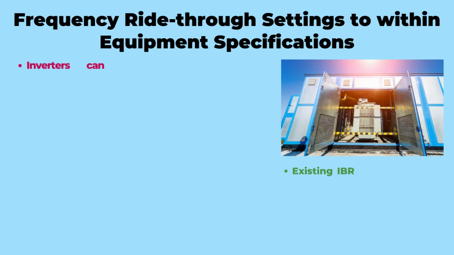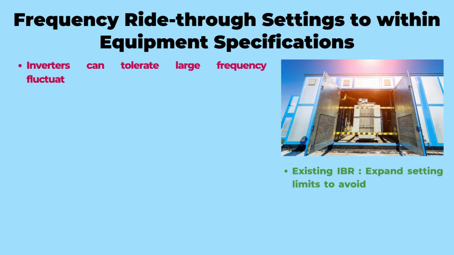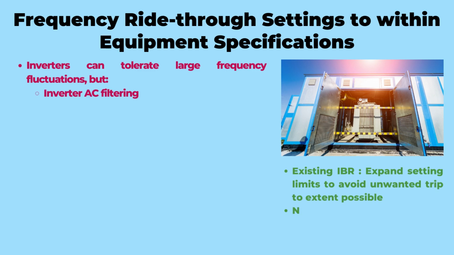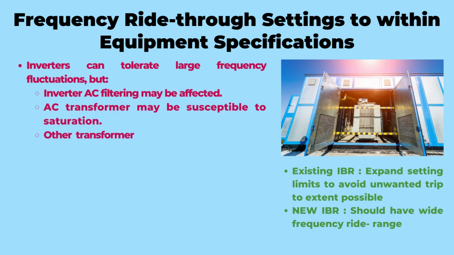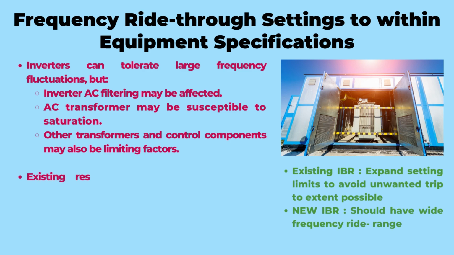While IBRs are generally more resilient to frequency variations, there are certain factors that need to be taken into account. One important consideration is the impact on the AC filtering within the inverter itself. Large frequency fluctuations can affect the performance and effectiveness of the AC filtering system, potentially leading to issues or inefficiencies. Additionally, AC transformers in IBR plants may be susceptible to saturation due to frequency variations. This saturation can affect the overall performance and capacity of the IBR plant.